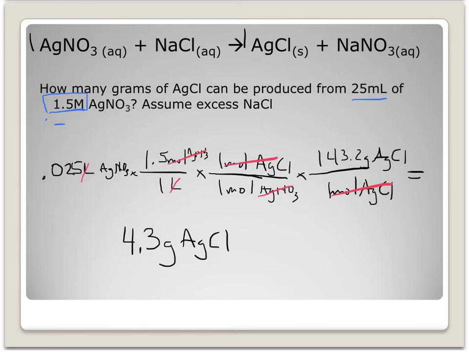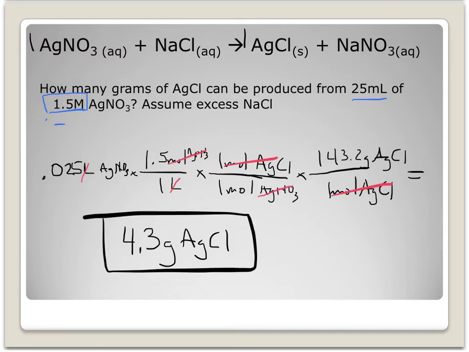And that's taking into account significant figures, since this number and this number both have 2. Our answer can only have 2. So there you go. That was your first solution stoichiometry problem. Only thing different between this and any other stoichiometry problem is this first step of going from volume to moles. And we just used the molarity to figure that out.